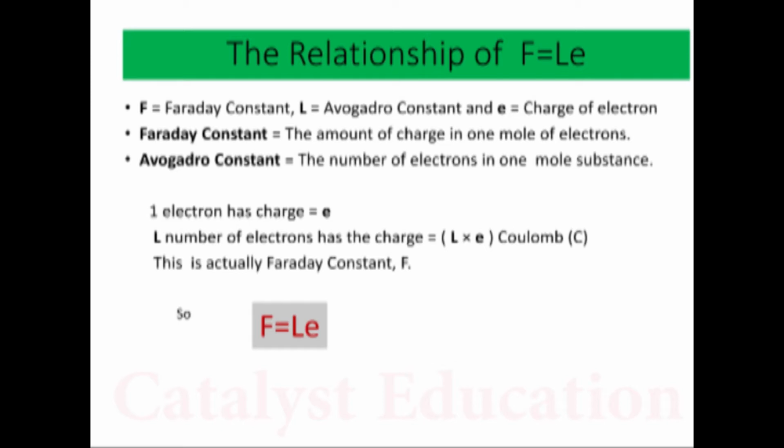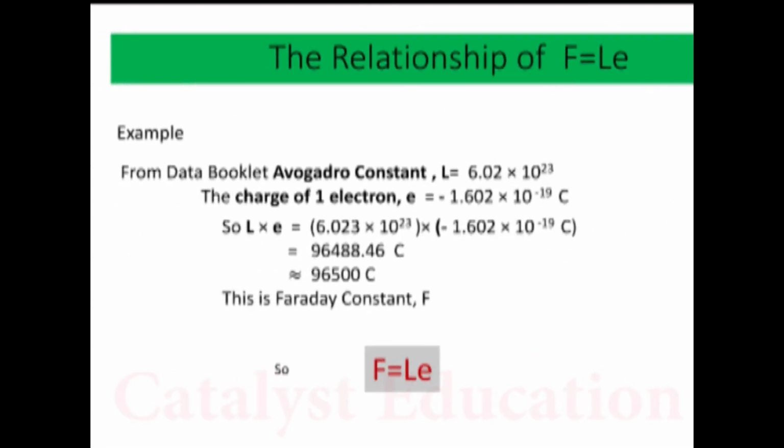One electron has charge e. L number of electrons has the charge L times e, in coulombs. This is actually the Faraday constant. So F equals Le. Example.